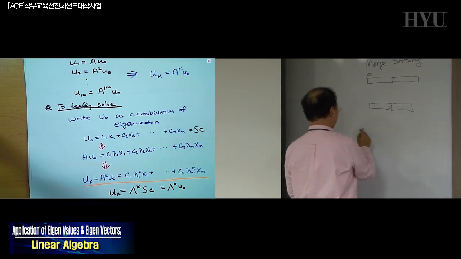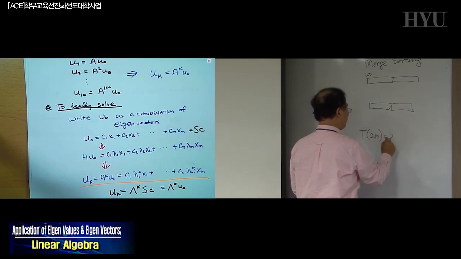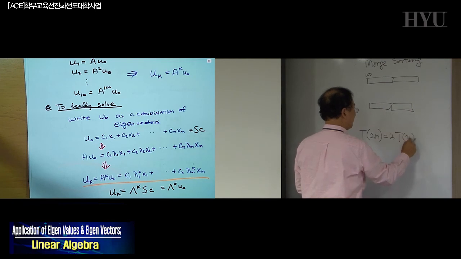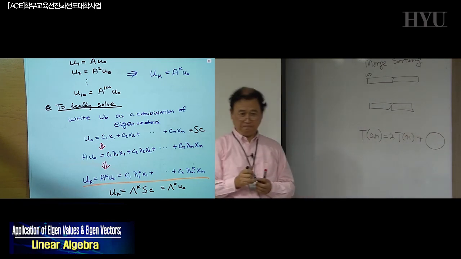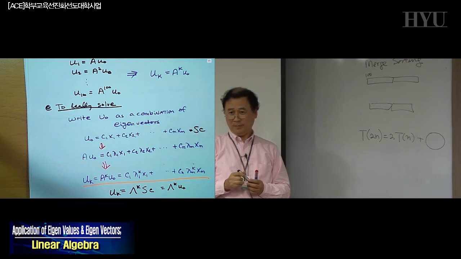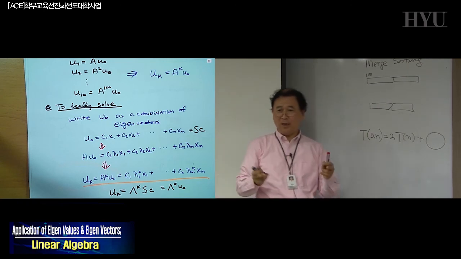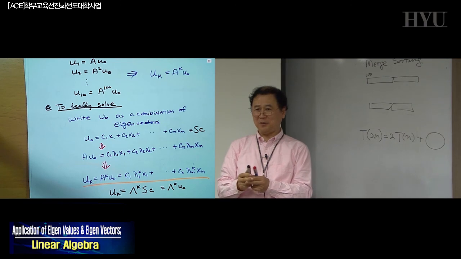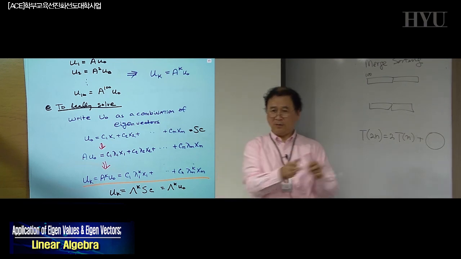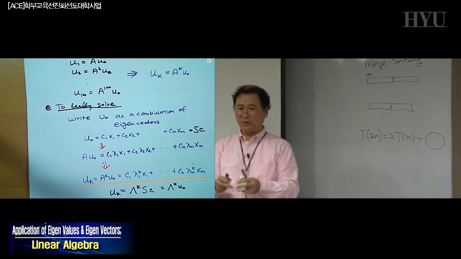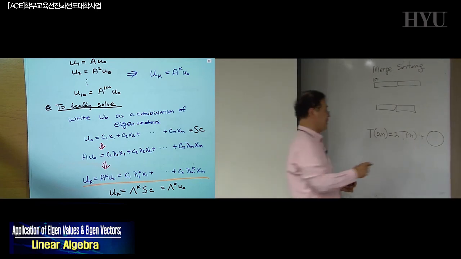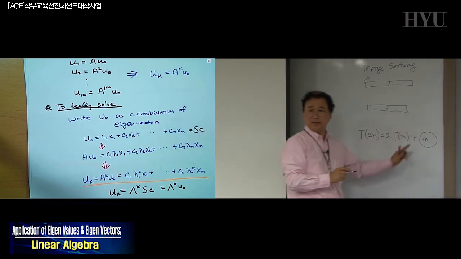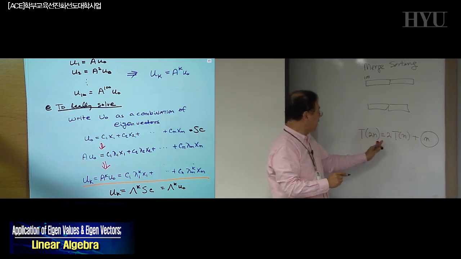Okay, solve this. It means T(n) is 2 times T(n/2) plus, what's this here? When you merge it, how many comparisons do you need? It's n of them. When you compare, how many? n. Okay? This is the merge.